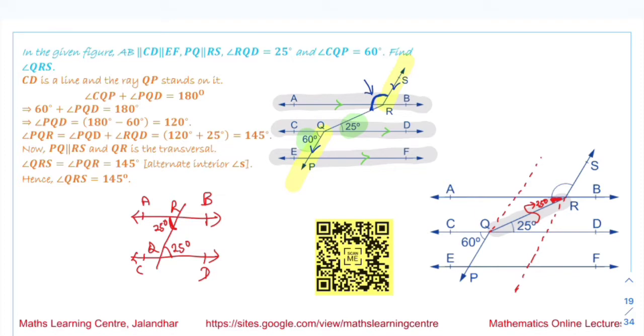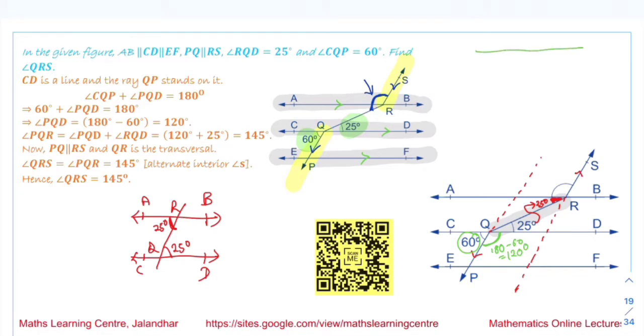Now the next thing is that these two lines are parallel lines. The angle given to us, this angle, is 60 degrees. So the corresponding angle over here will be 180 minus 60, which is equal to 120 degrees.